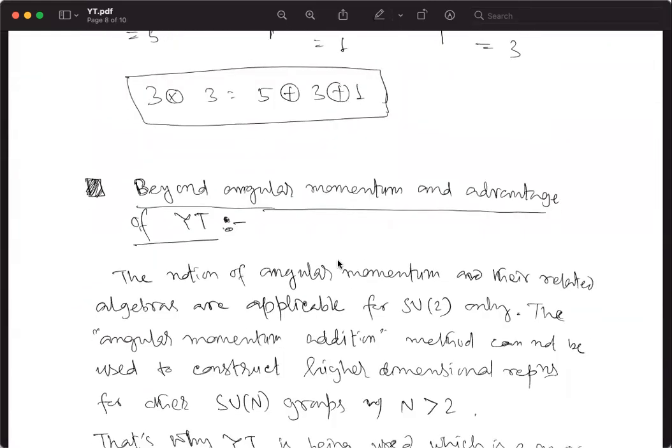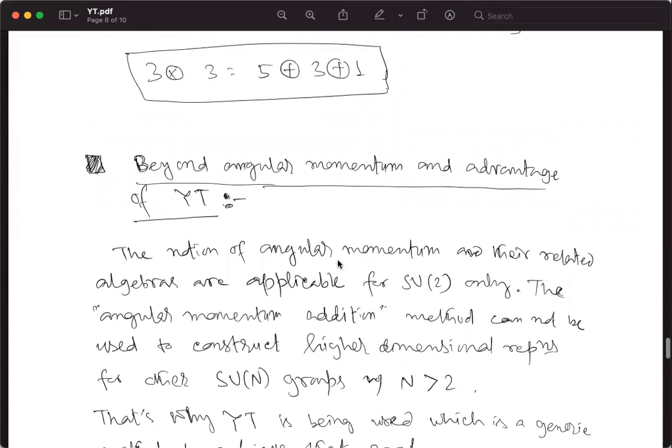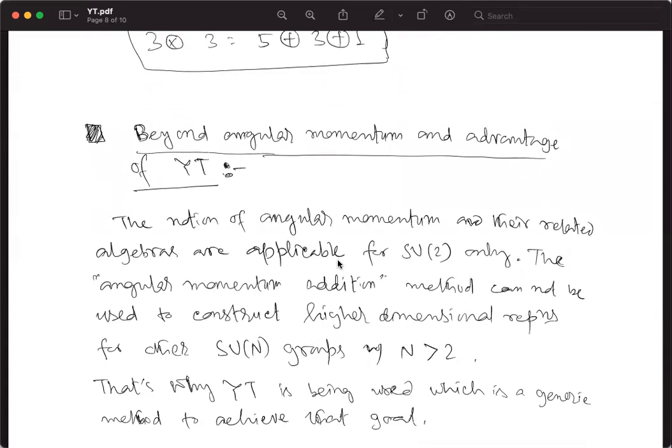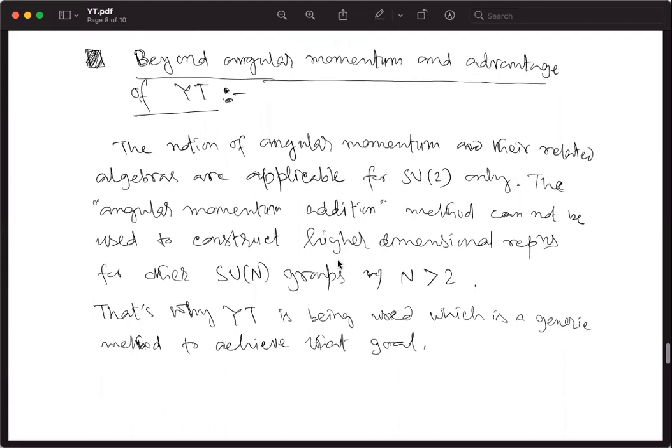So now we have to see how this can be more useful. As I told earlier, the notion of angular momentum and the related algebras are applicable for SU(2) only. And this angular momentum addition method thus cannot be further used to construct higher dimensional representations for other SU(N) groups, where N is greater than 2, for example SU(3) and SU(4). But the Young diagram technique can be useful there for SU(3) and SU(4).